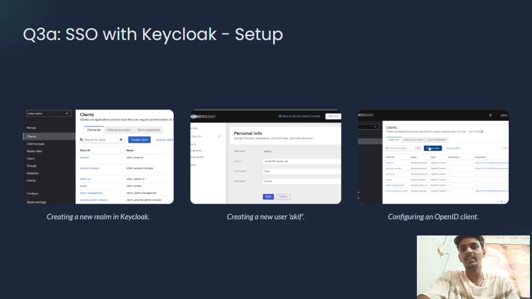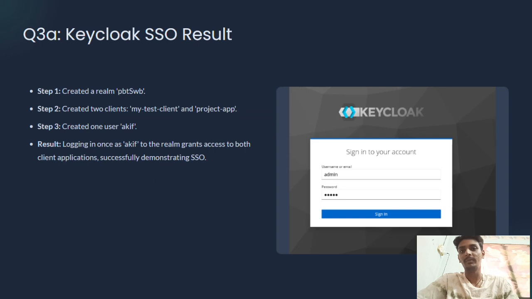We created a new realm to manage users and applications under the SSO system. We added two applications as clients, My Test Client and Project App. Both used OpenID Connect with standard flow. We set the root URL and redirect URL so Keycloak can return users to the correct app. After logging in once, both applications become accessible without re-entering credentials. This confirms SSO is working successfully.